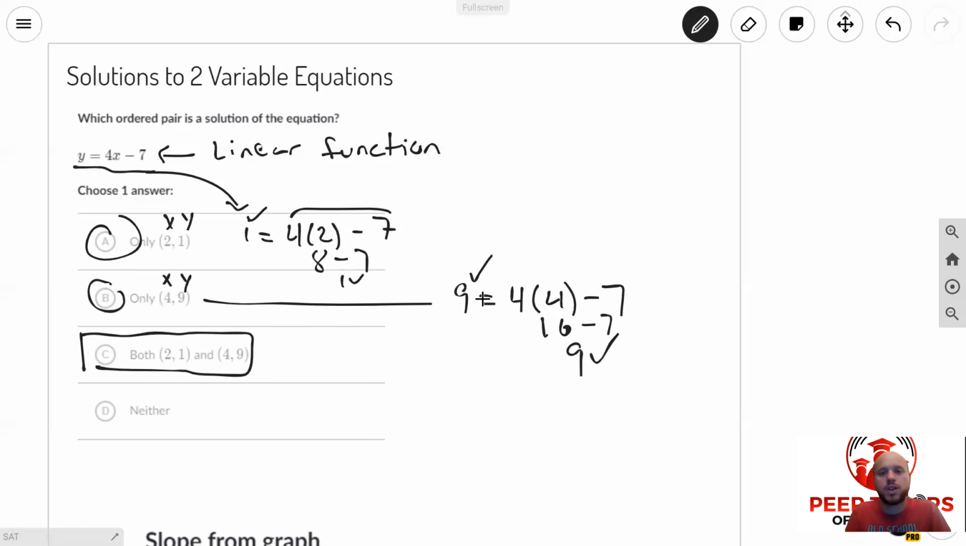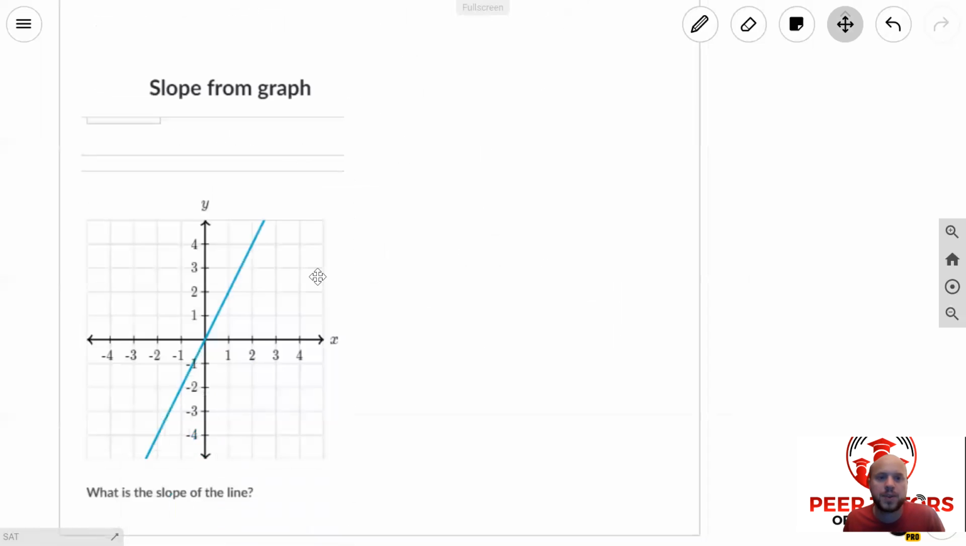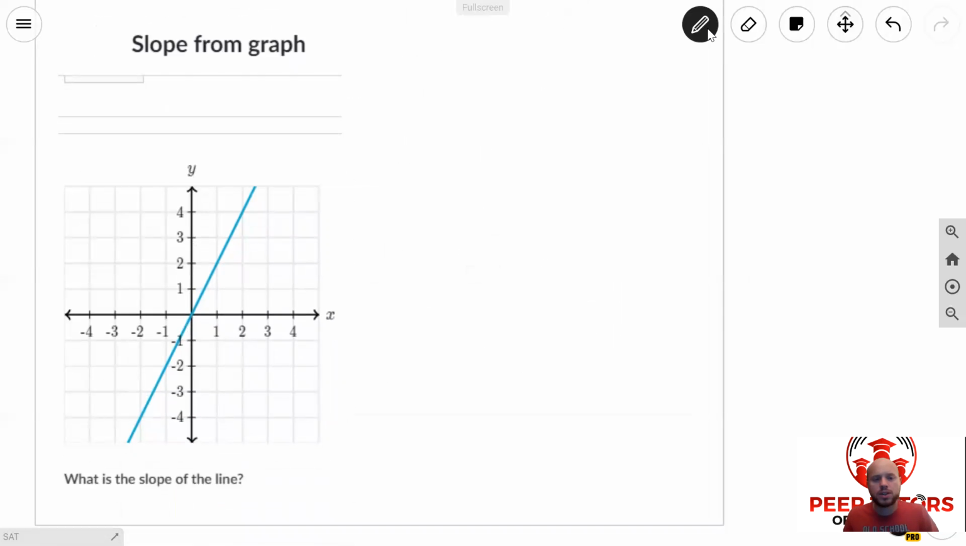It is possible that we got different numbers here and here, and that would mean that that point is not a solution. All right, so let's see if you get any of those when you're doing your practice. But now we're going to look at slope from a graph. We looked at this in week 1, but it's important that everyone gets this to 100%. So we're going to look at it one more time in week 3 here.